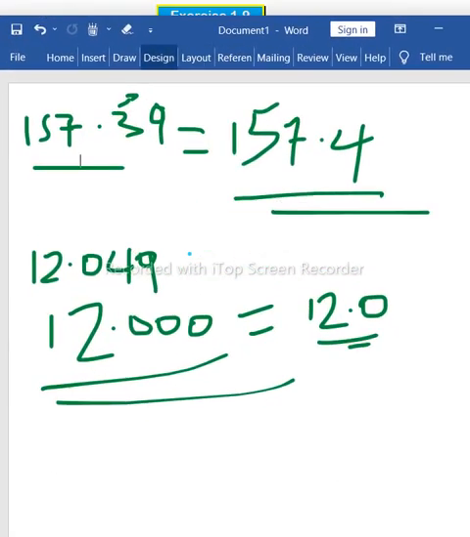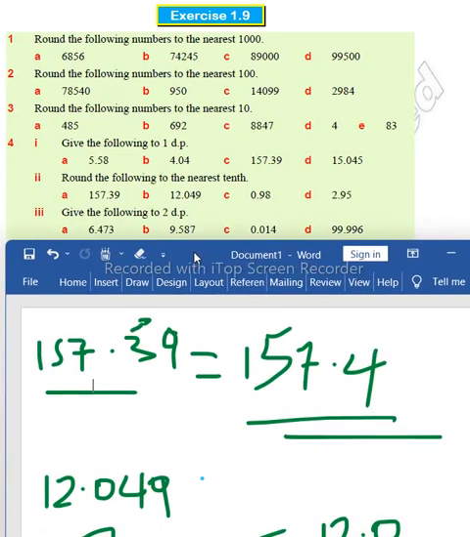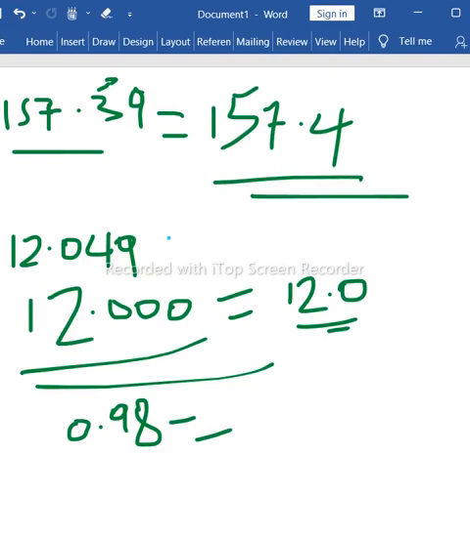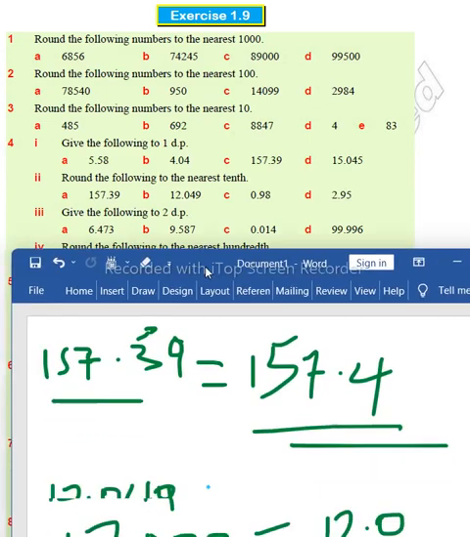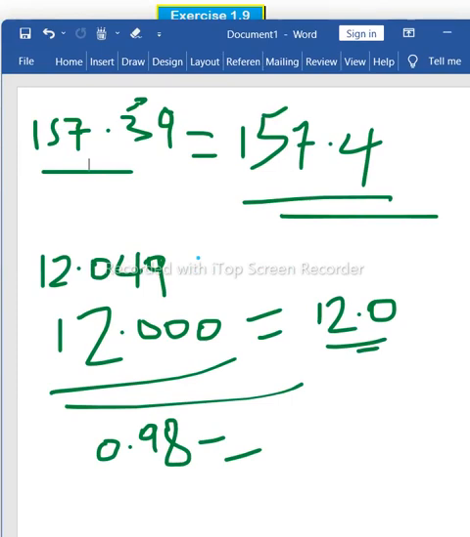0.98. This is under question number 4, Roman number 2, letter C. The question says to round to the nearest tens. The tens digit of this number is 9, and the number next to 9 is 8. So we add 1 onto 9 and make this 0, or 10. Then by writing 0 here we get 1. So the final answer is 1.0. This is the answer for letter C.